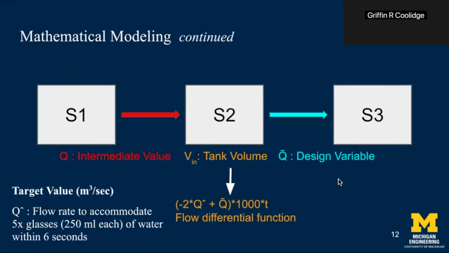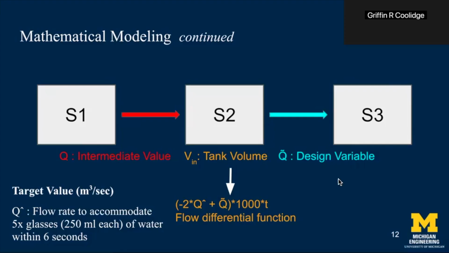The flow differential function shown is the physical heart of the tank size and logic. Q hat is our benchmark demand and represents the flow needed to fill 5 glasses of water within 1 minute. The inner tank volume must be large enough to accommodate the gap between what the RO system slowly produces and what the user demands quickly.